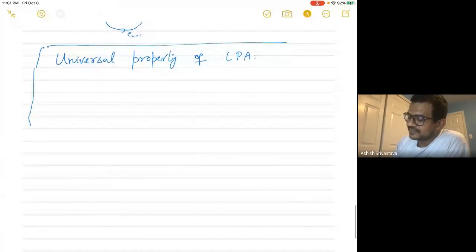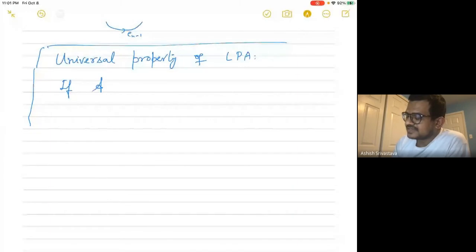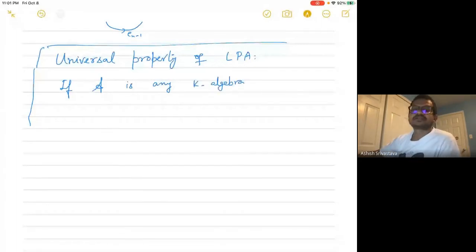If A is any K algebra, and let's keep an eye on time. Okay, so it's 11 o'clock at night here, which means 9:30 in India.